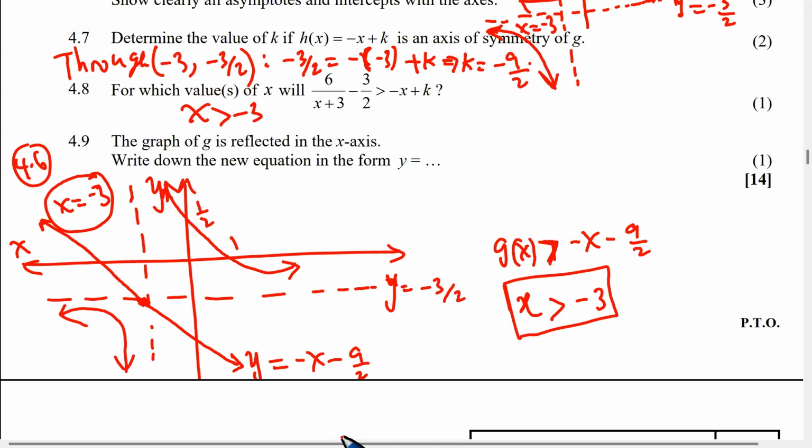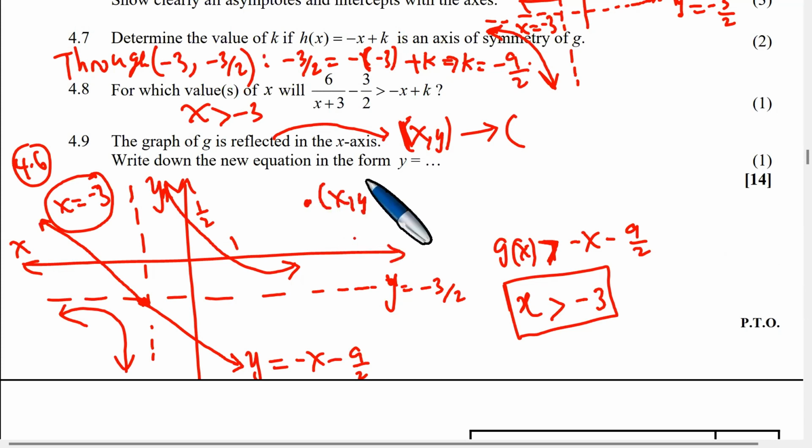Just note that part. The graph of G is reflected about the x-axis. So we are performing what we call reflections. It's reflected about the x-axis. Write down the new equation. If you talk about a reflection about the x-axis, it is a transformation that transforms points x, y. What does a reflection about the x-axis do? If you have a point whose coordinates are x and y, and you reflect, the image is going to be somewhere here.